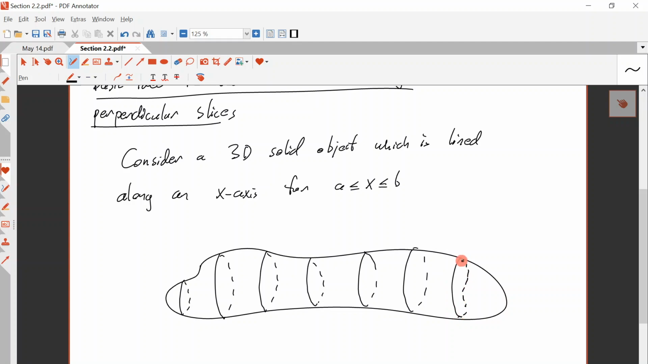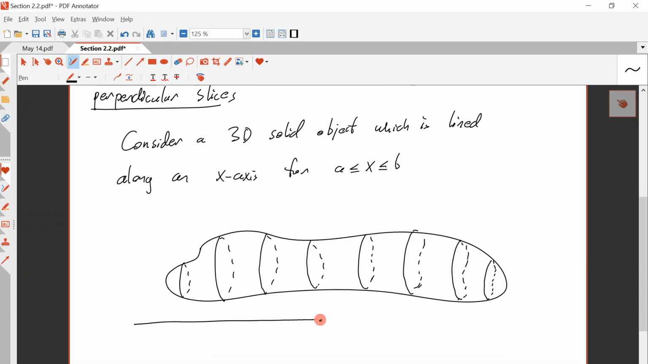And the slices don't have to be circular. I'm drawing all of them in a circular fashion, but they certainly don't have to be. So here's the x-axis, and the solid starts at x equal to a and ends at x equal to b.